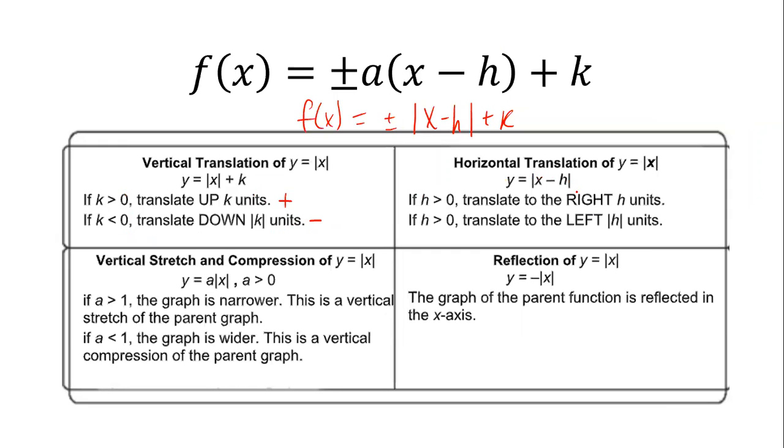H is the opposite. Our x's are liars. It's the opposite. If h is greater than 0, it translates to the right, but it's not going to look like it. It's going to look like it's negative, but it translates to the right. If h is, I don't know why the inequality went that way. If h is less than 0, it translates to the left.